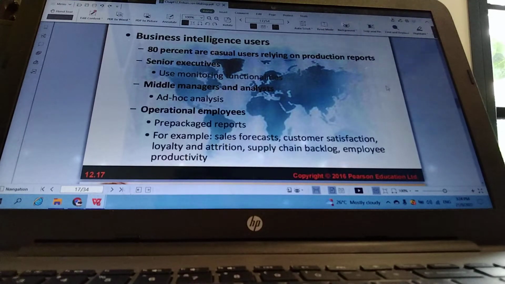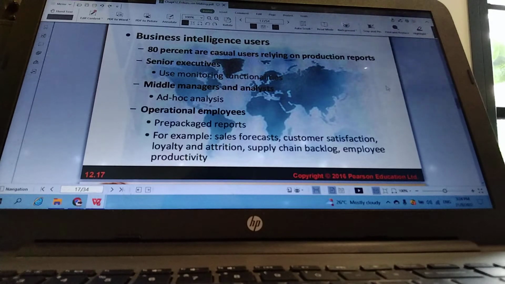Let's look at who are the BI users. Even though some of this data are quite outdated, definitely you can find new, updated information on the net today. But this data shows that 80% of the users are casual users who are very much depending on production reports, business intelligence related production reports.